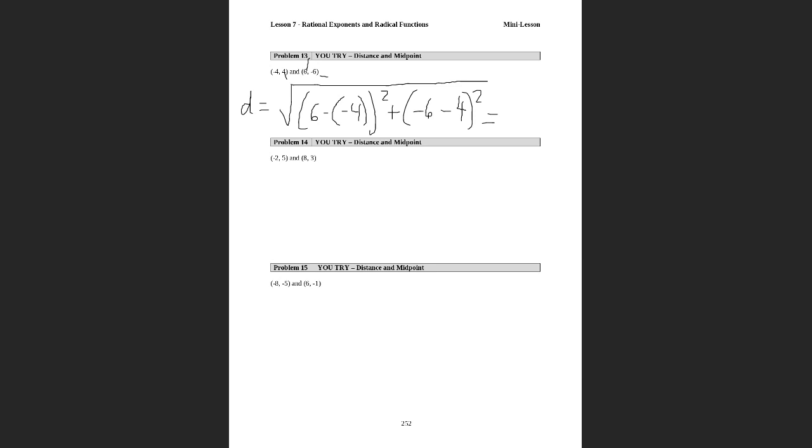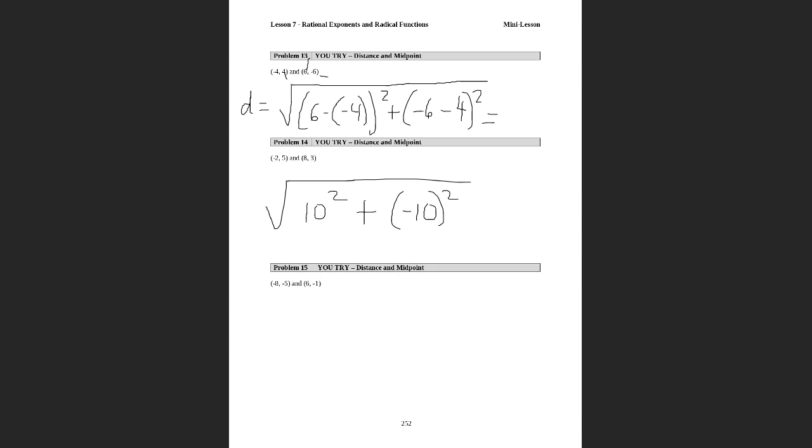So what is this giving me? Now, if you come here, you have negative, which is positive. So 6 plus 4, that gives a 10. So 10 squared, which is 100. And then what's next? So I have 10 squared plus negative 6 minus 4, which is negative 10, squared.